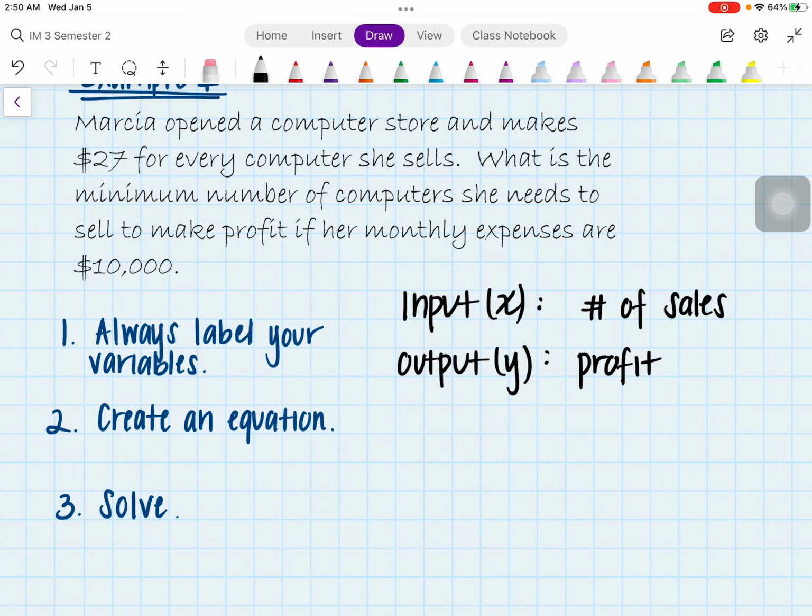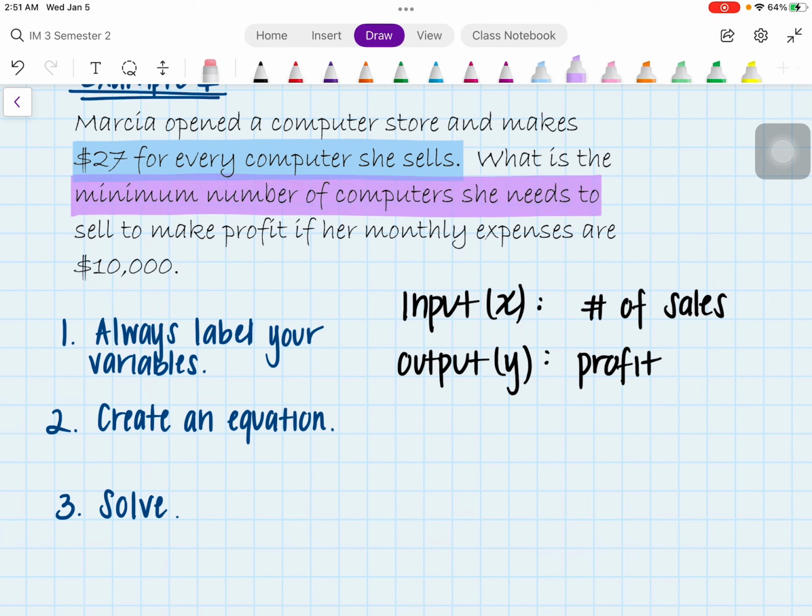All right, so we labeled our variables here. Now let's go ahead and actually highlight a few things here. So it says she opens a computer store and she makes $27 for every computer she sells. They're asking us what's the minimum number of computers she needs to sell to make a profit. Because we want to not just make ends meet, not just pay the expenses, but we also want to get money from our investment. Another thing they're telling us is that her monthly expenses are $10,000.